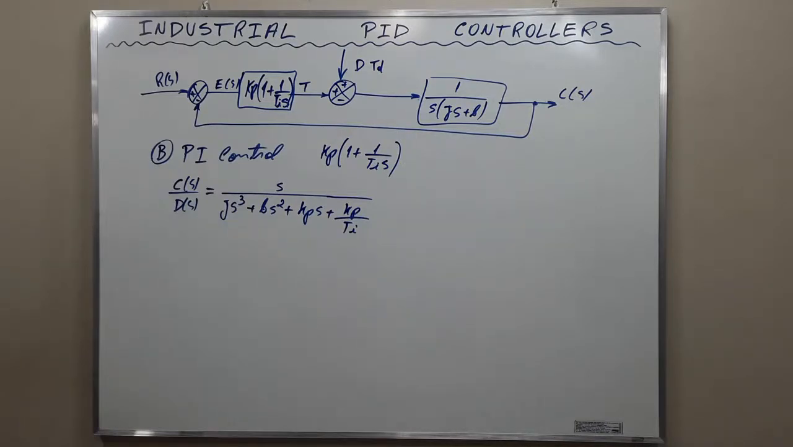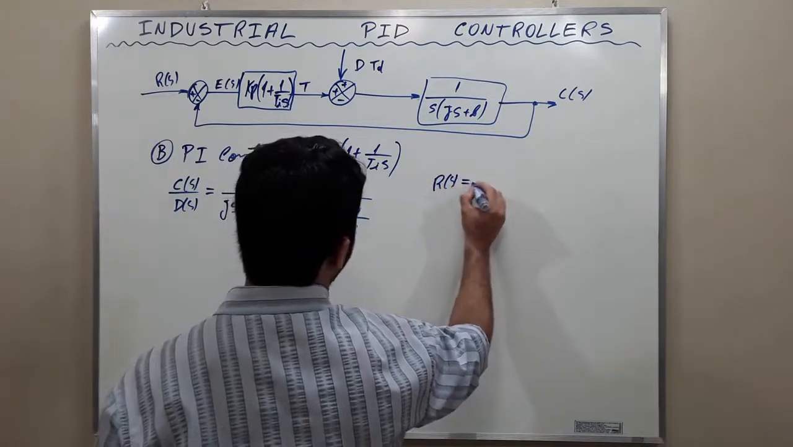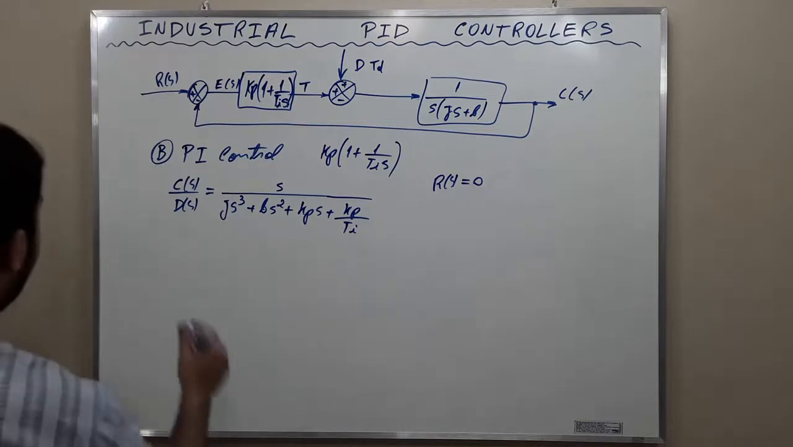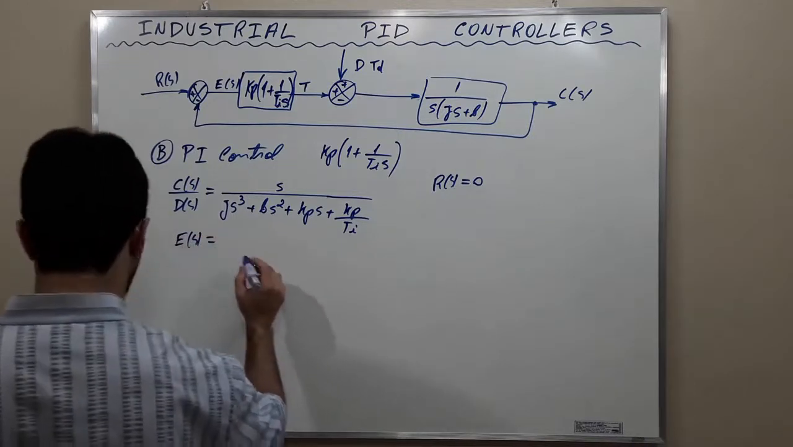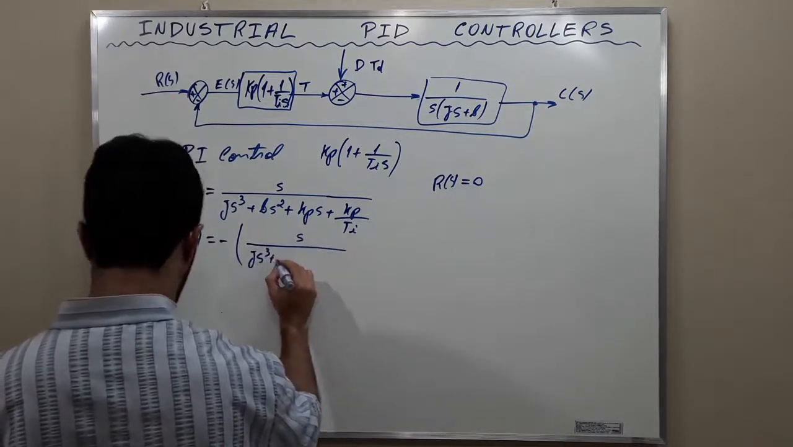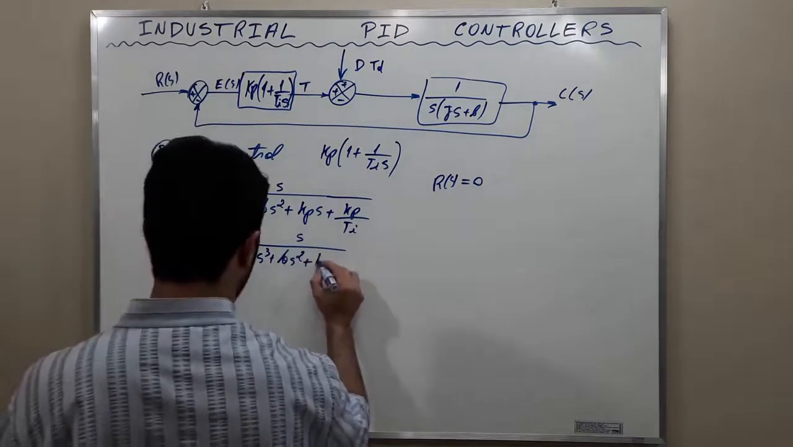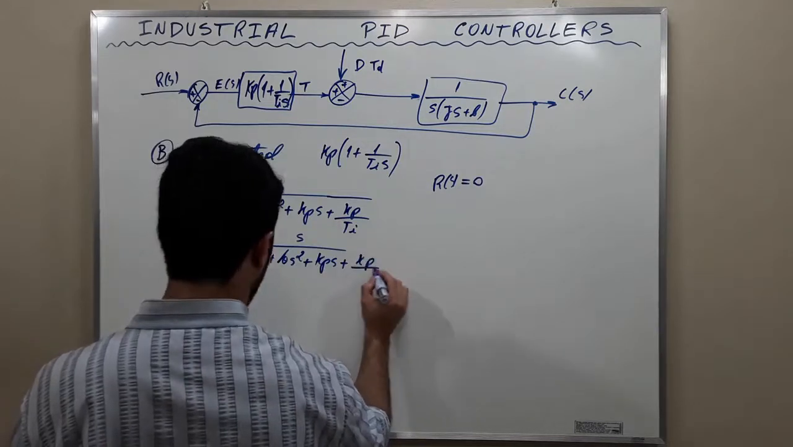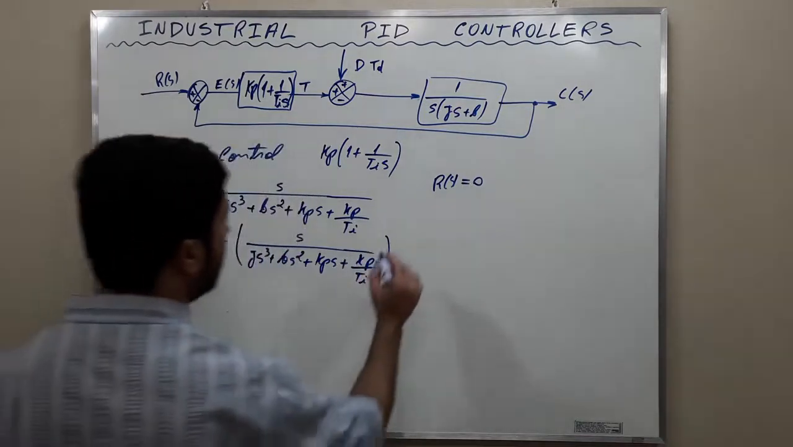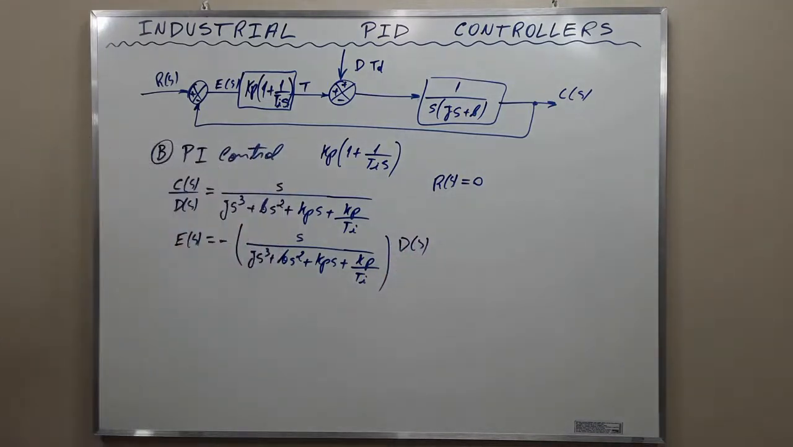As we are analyzing only the disturbance and not the input, we are going to make R of S equal to 0. R of S is going to be set to 0 to analyze only the effect of the occurrence of a disturbance. The error signal is going to therefore be E of S equal to the negative of S over J s cubed plus b s squared plus Kp s plus Kp over Ti, multiplied by the disturbance.